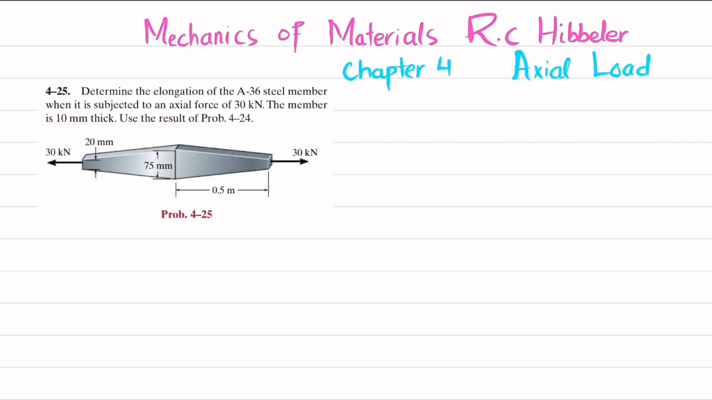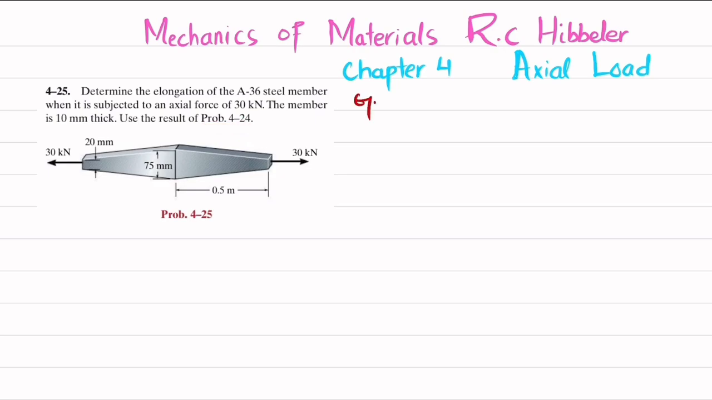So you can see this is the A36 steel member that is acted upon by tensile load of 30 kN and the thickness of this member is 10 millimeter. This width is 20 millimeter and this width is 75 millimeter. So you have to find the elongation with the help of results of problem 4-24. So let's start with the solution.